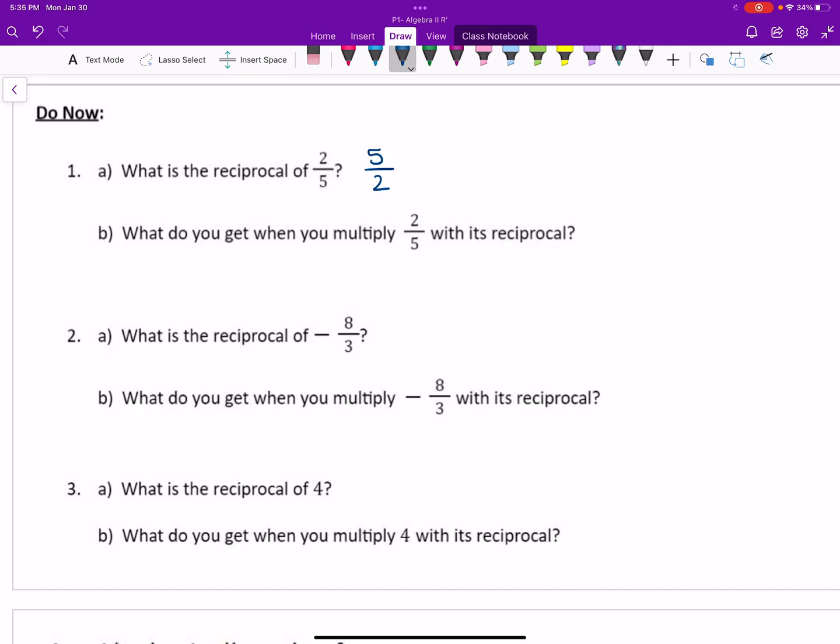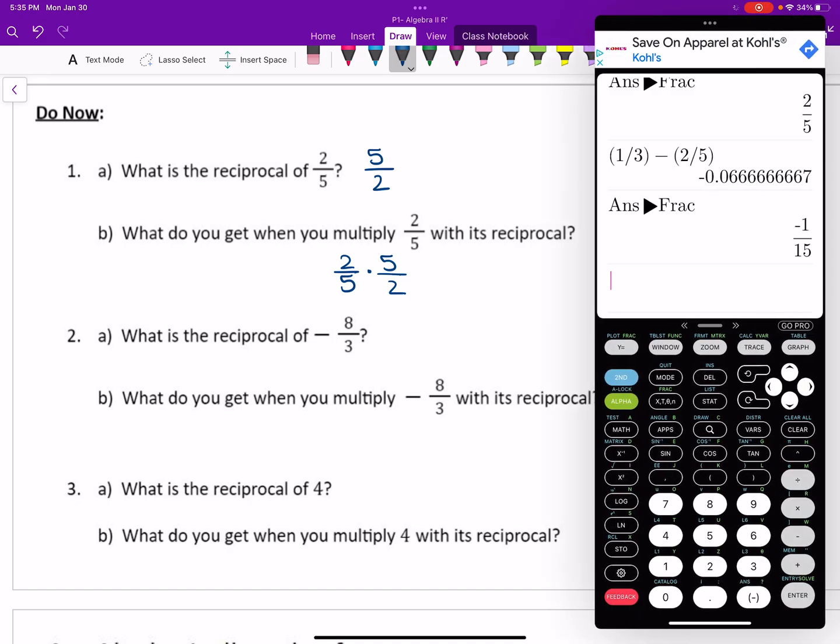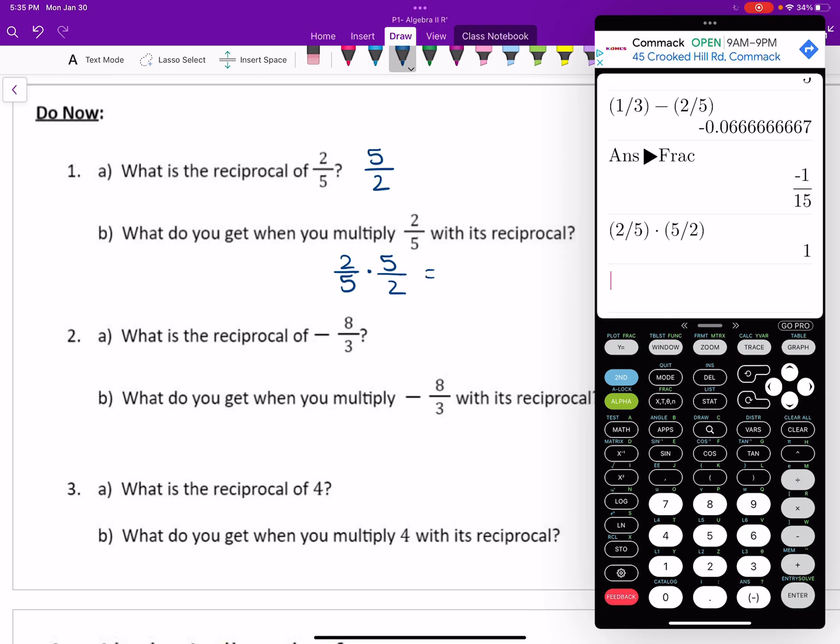So part B, what do you get now when you multiply the 2/5 with its reciprocal? You can do it on your calculator if you want, but you should see multiplying with your reciprocal gets you 1.